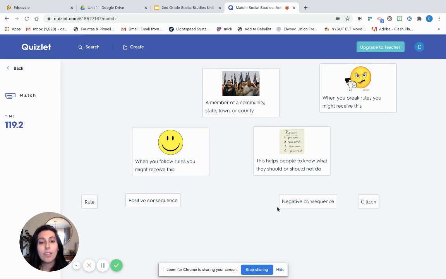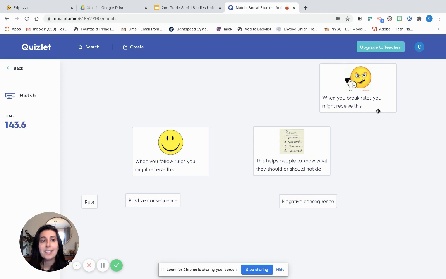Okay, next up, a member of a community, state, town, or country. Take a look at our vocabulary words here. Which one do you think it is? Call it out in 3, 2, 1. Did you say citizen? Let's see if citizen is correct. Is a citizen a member of a community, state, town, or country? Let's see. That was correct.